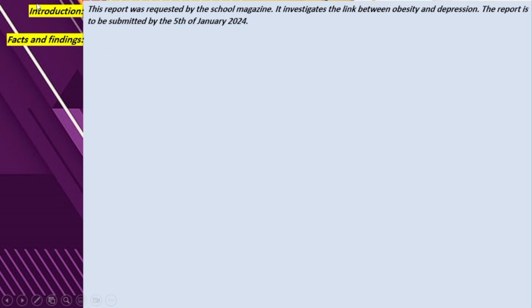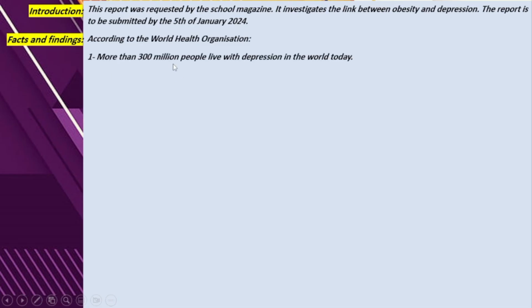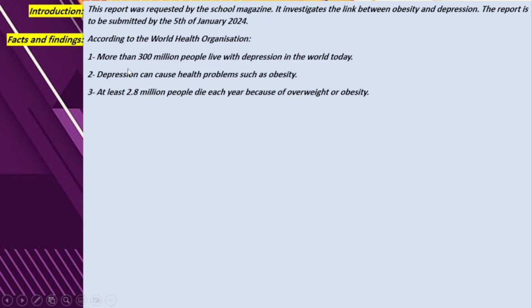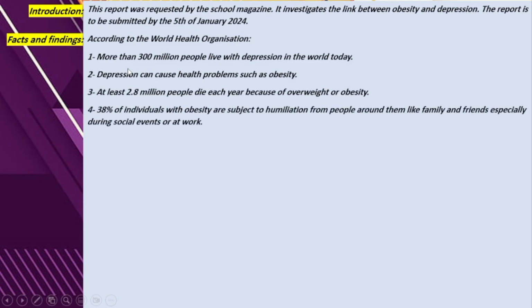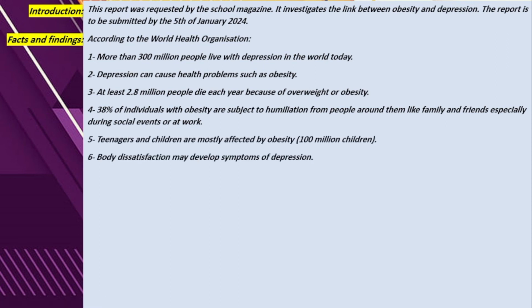Gentlemen, please note that you have to write these headings. You need to write introduction, and then you write this. You need to write facts and findings, and then you make a list of the facts that you have found in the table. According to the World Health Organization, here you refer to the source of information that you have got, the source of those facts. And here are the facts that were already mentioned in the table in the previous slide, as I told you. 6 facts, we got them all. We didn't make up information, gentlemen. You just use the data that you see in the table.